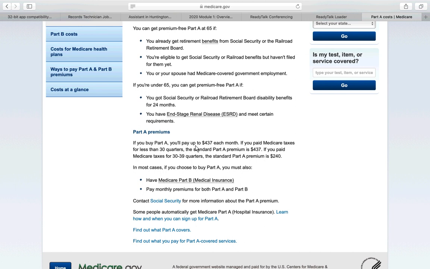Part A will cost them $437 a month if they have less than 30 quarters. If they have some quarters, and they have between 31 and less than 40 quarters, then they would pay $240. So this is information that becomes so valuable, and maybe you don't know it by heart, and you don't have to, but at the very least, you have to know where to get that information in the event that you're asked.